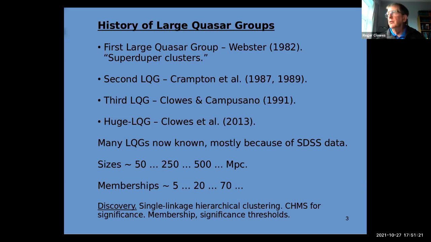There are many LQGs known now, mostly because of the Sloan data. And the sizes go from 50 up to 500 megaparsecs and beyond. And the memberships go from 5 quasars up to 70 and beyond. And typically they're found by single linkage hierarchical clustering methods, with some method for establishing something that we hope is related to their significance. And when analyzing them, we tend to put limits on the membership and the significance.